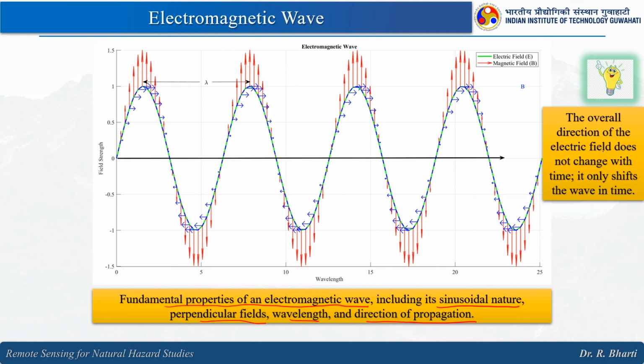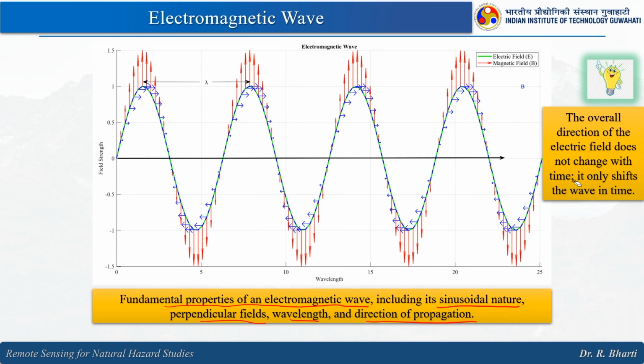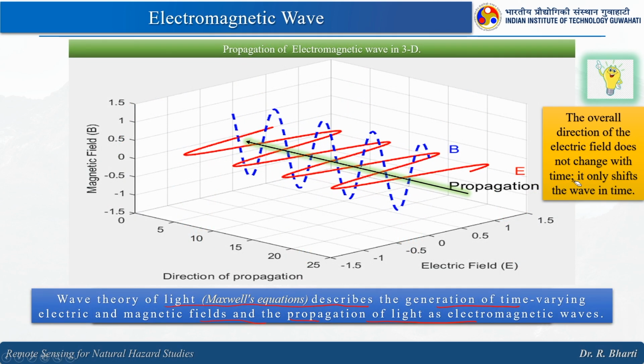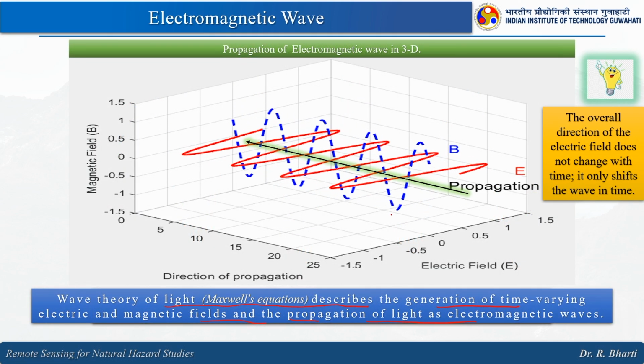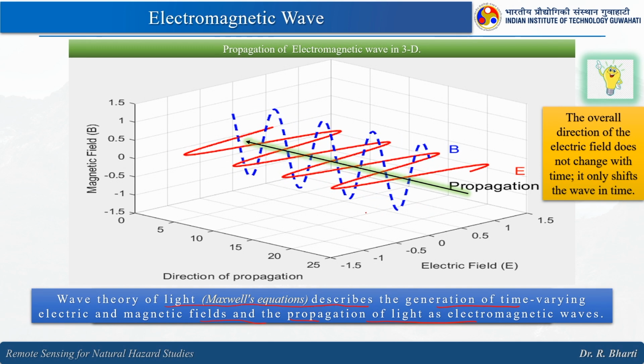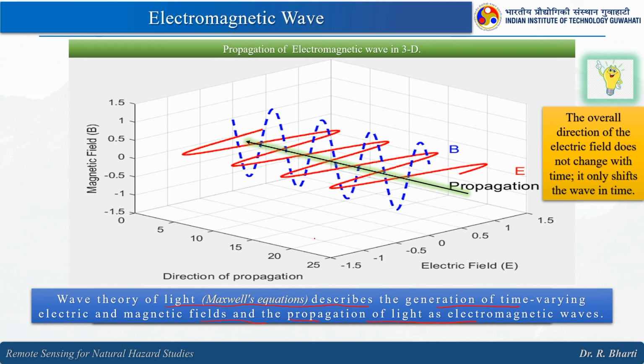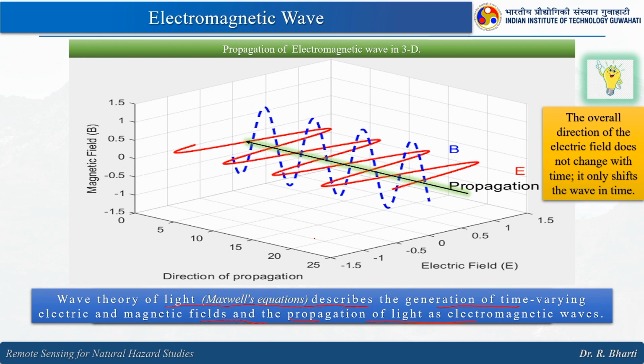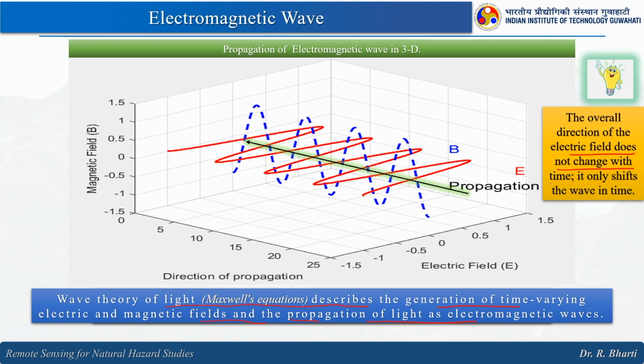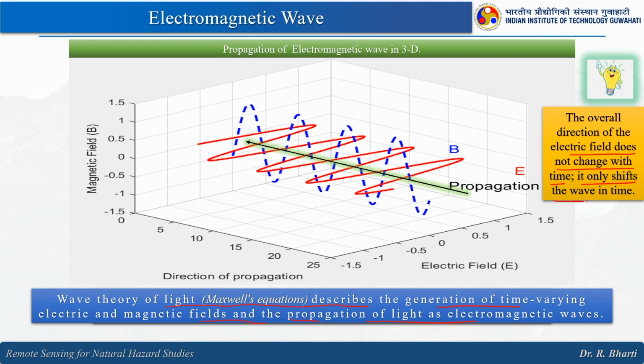The overall direction of the electric field does not change with time. So, it only shifts the wave in time. That will be very clear from this animation, if you see how the electric and magnetic fields are present here and how the waves are moving from one place to another. This electric field does not change with time, it only shifts the wave in time, right. So, that is very important.